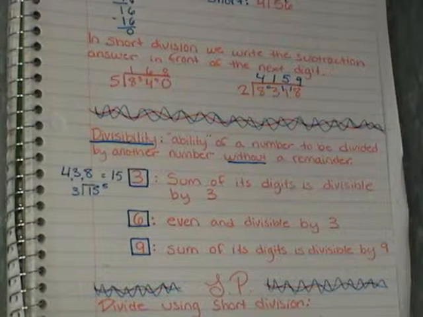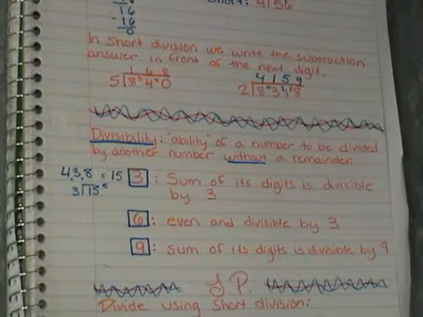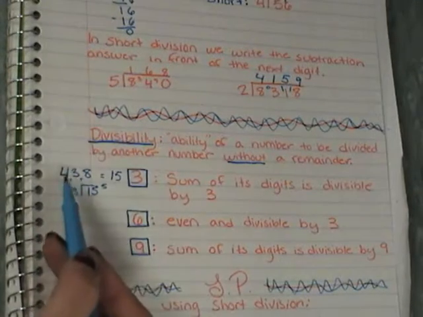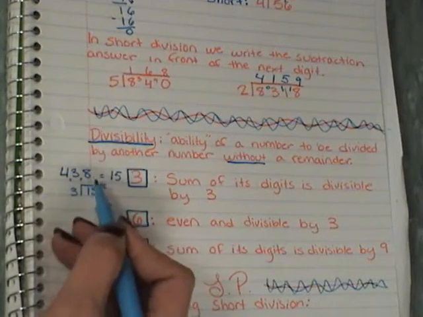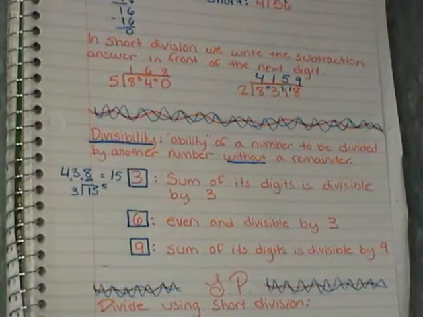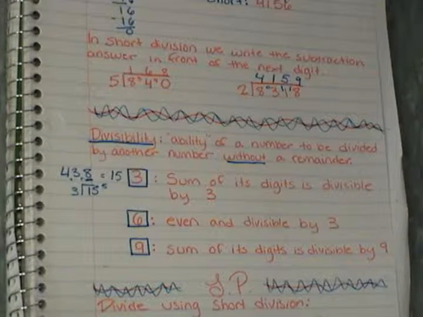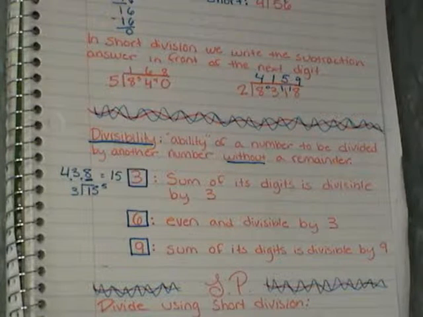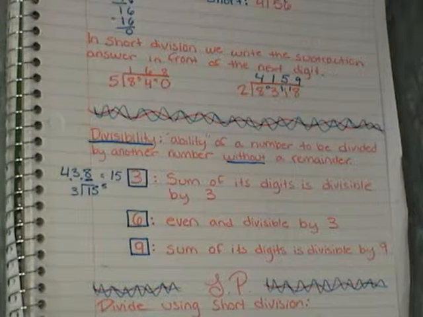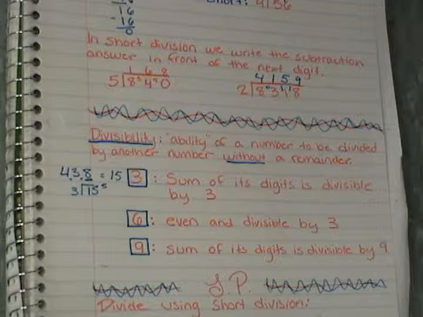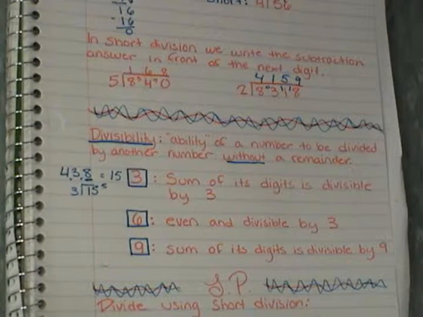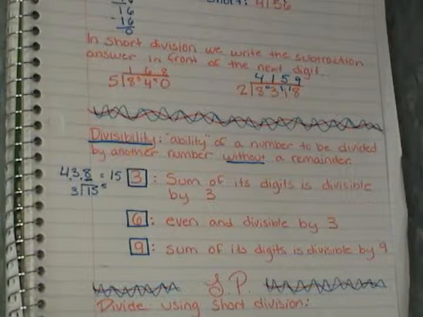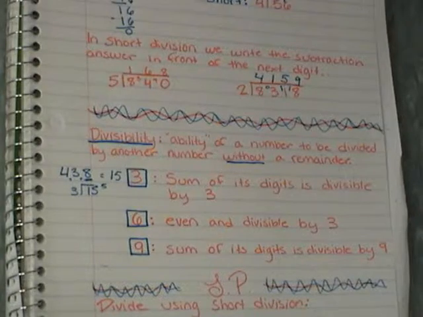All right, for 6, if it's even and divisible by 3. So I'm not going to do another problem, but you can see here 438 is even. Yes, and the way you can tell is just by looking at the last digit. If it's an even number, it's even. If it's an odd number, the whole number is odd. So following the first rule, if the sum of its digits is divisible by 3 and it's even, 6 will also fit in evenly. Okay, and then 9, the sum of its digits, so taking that number and adding all of them together, is divisible by 9.